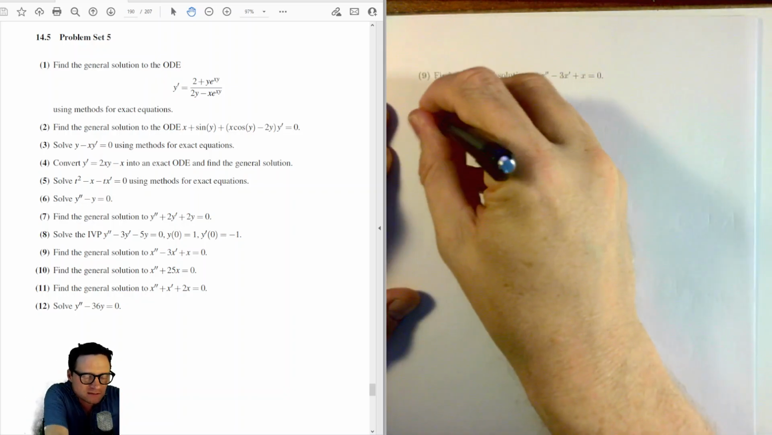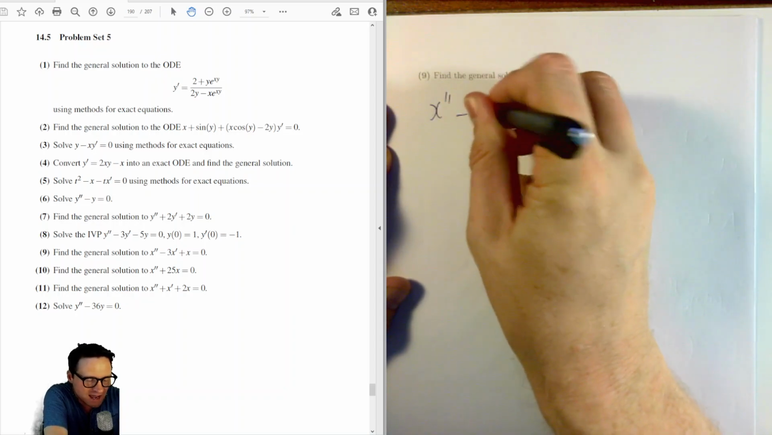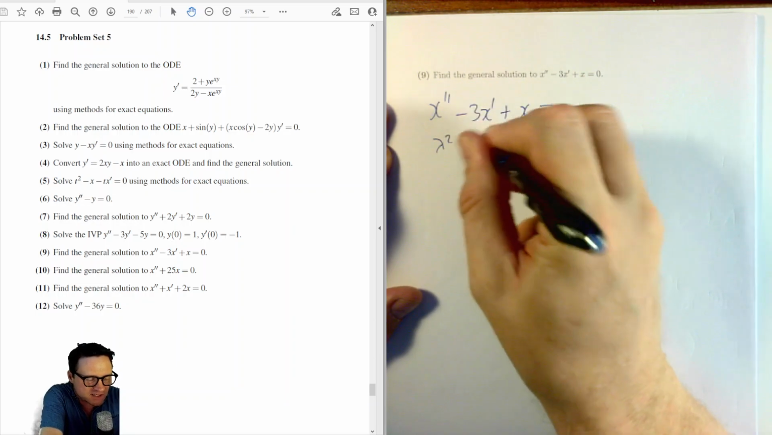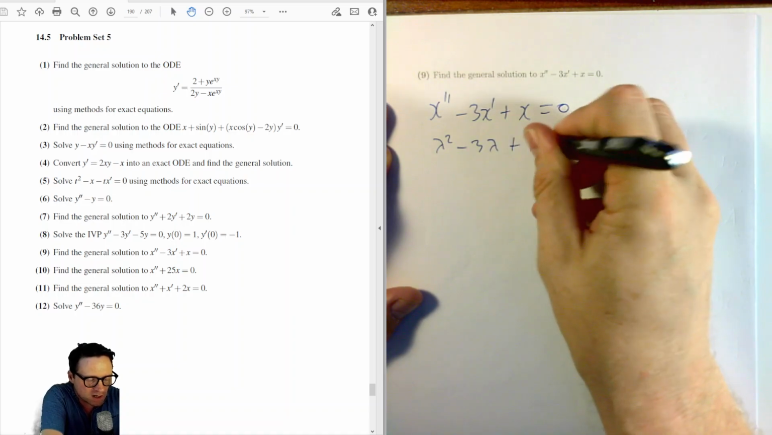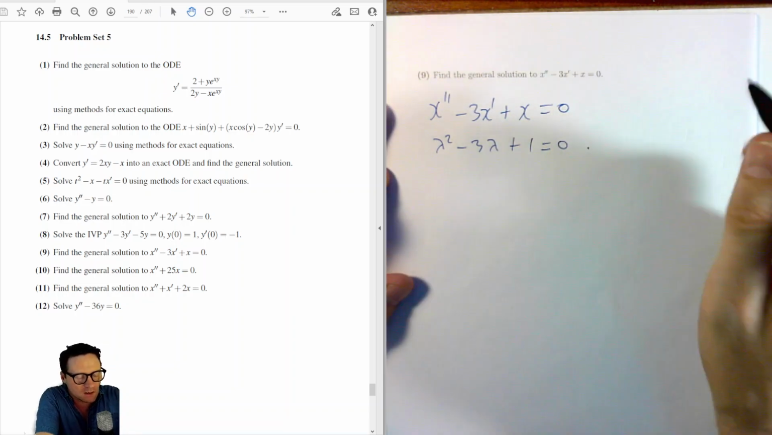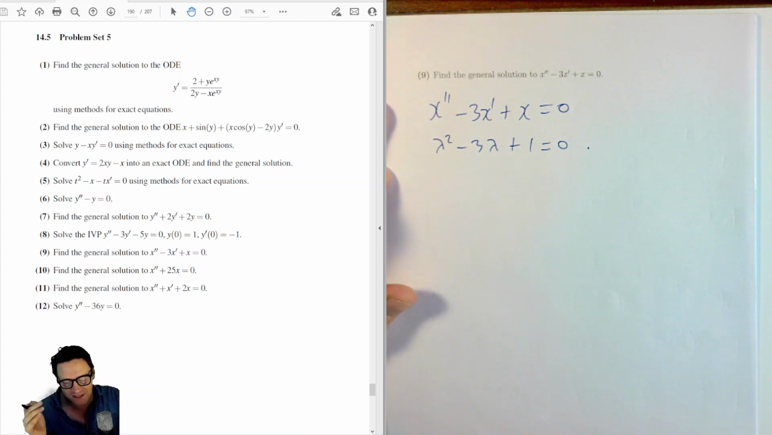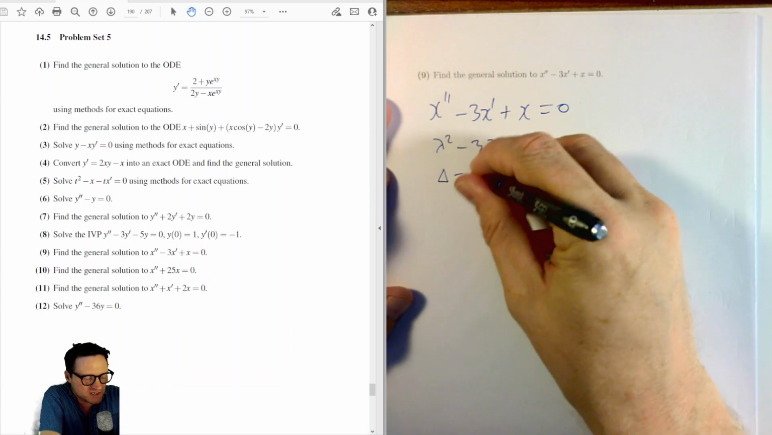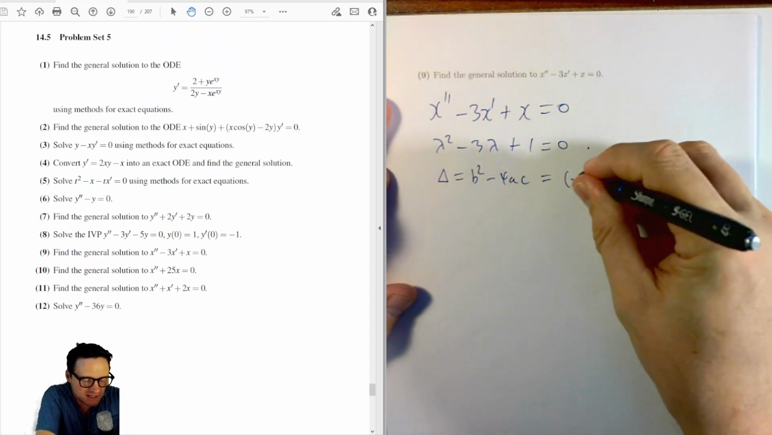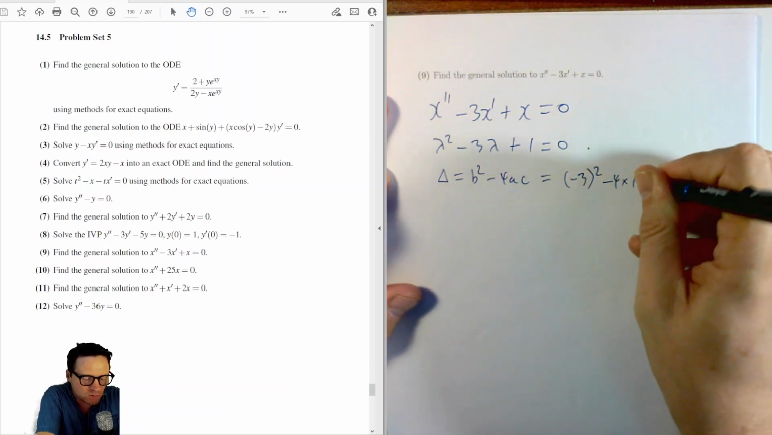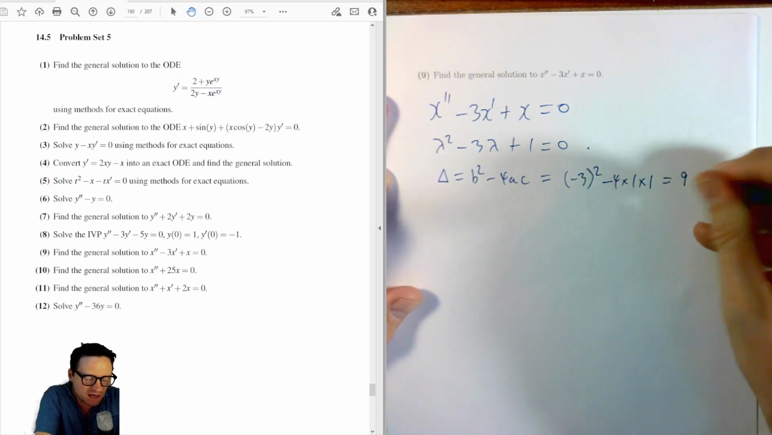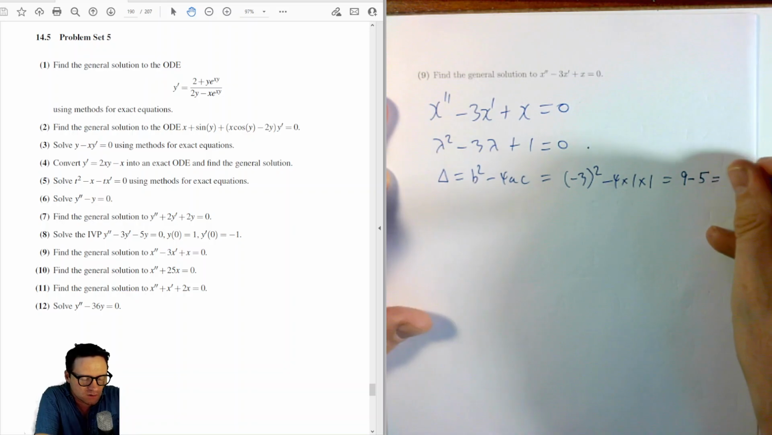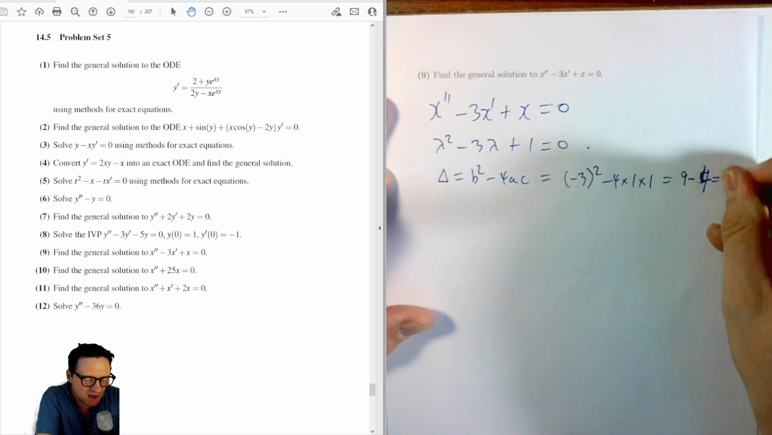Okay, so let's rewrite this. x double dash minus 3x dash plus x equals 0. And the characteristic equation that we get is lambda squared minus 3 lambda plus 1 is 0. All right, now we can see probably that we're not going to get a nice factorization of this. So let's take our discriminant, b squared minus 4ac, which is minus 3 squared minus 4 times 1 times 1. And so we have 9 minus 4, which is 5, right? 9 minus 4 is 5.